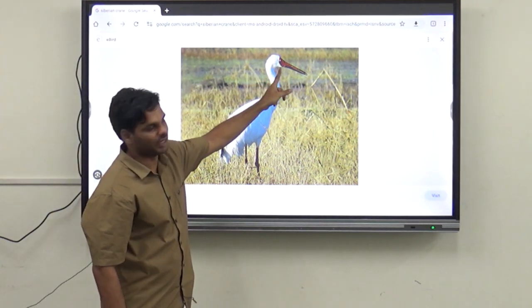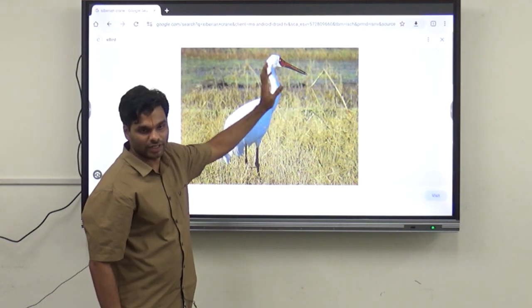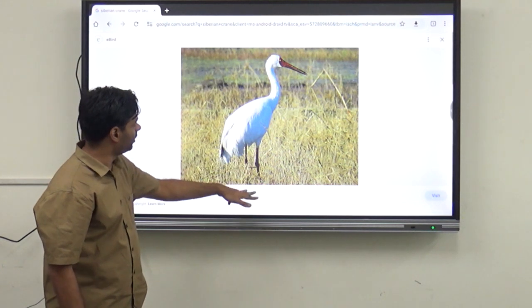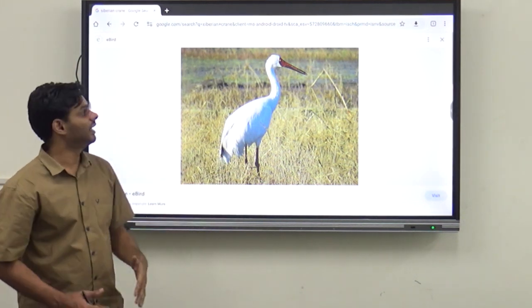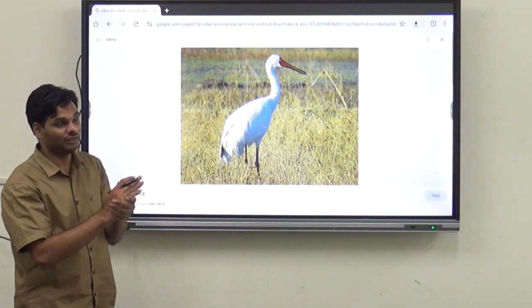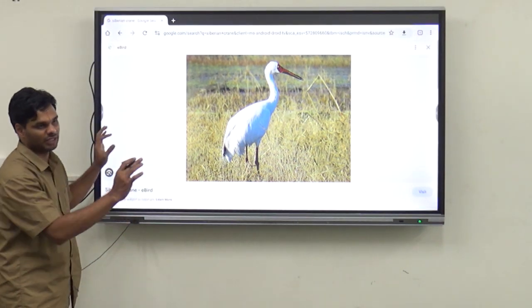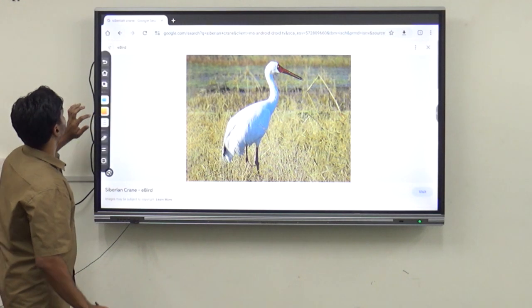You have to see the markings, like the red beak, the red face, the white body and underwing, the plumage, and you have to see the legs, long legs, height, everything you should know. Otherwise, you'll never be able to identify a bird. That's why I'm trying to show you some images of all these things.